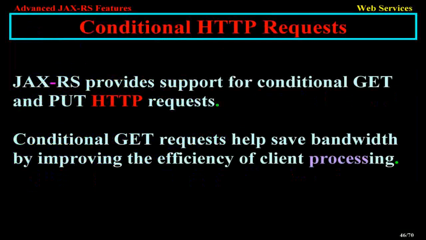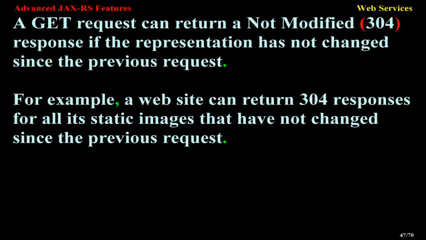Conditional HTTP requests. JAX-RS provides support for conditional GET and HTTP requests. Conditional GET requests help save bandwidth by improving the efficiency of client processing. A GET request can return a Not Modified 304 response if the representation has not changed since the previous request. For example, a website can return 304 responses for all its static images that have not changed since the previous request.